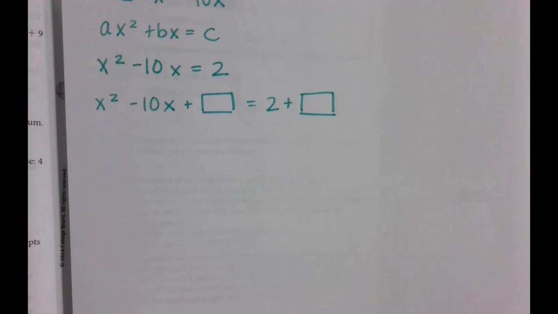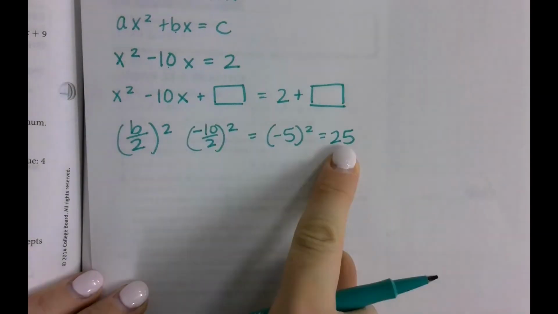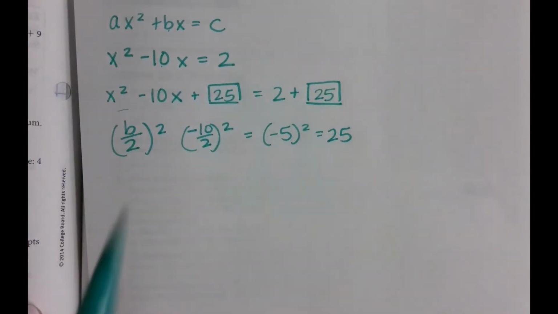For this one, we will use the formula b divided by 2 squared for what to fill in those squares. B is negative 10, so I'm going to put negative 10 divided by 2 squared. Negative 10 divided by 2 is negative 5. I'm going to put in the squares. All right, now we have a perfect square.